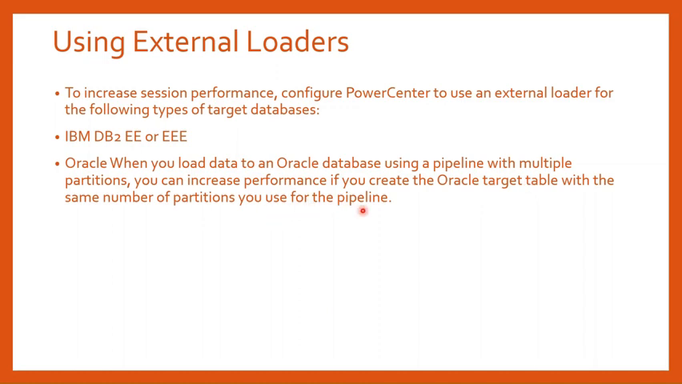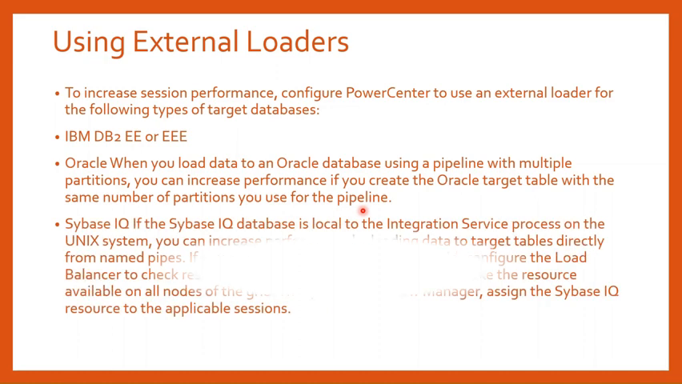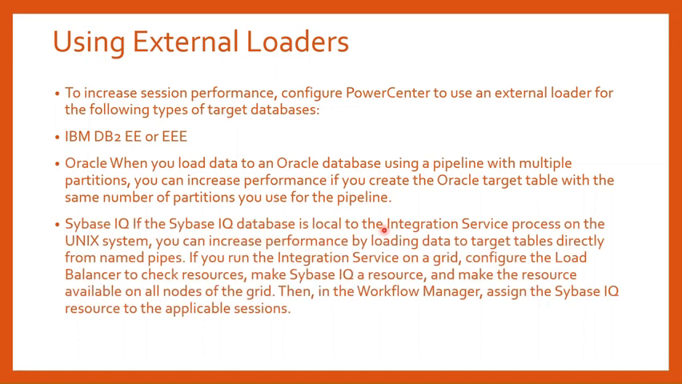In Sybase IQ, if the Sybase IQ database is local to the Integration Service process on a Unix system, you can increase performance by loading data to the target table directly from named pipes. If you run the Integration Service on a grid, configure the load balancer to check resources, make Sybase IQ a resource, and make the resource available on all nodes of the grid. Then in the Workflow Manager, assign the Sybase IQ resource to the session. These are the points on the external loader.